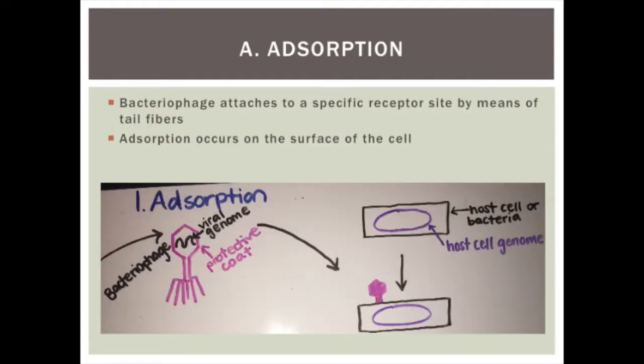So, for step 1, or part A, is absorption. And this is when the bacteriophage attaches to a specific receptor by means of tail fibers that are on the end of the bacteriophage. So, in this picture, I've drawn a bacteriophage in pink, and it has a protective coating and a viral genome, and there's little tails drawn at the end, and this is what helps attach to the host cell.